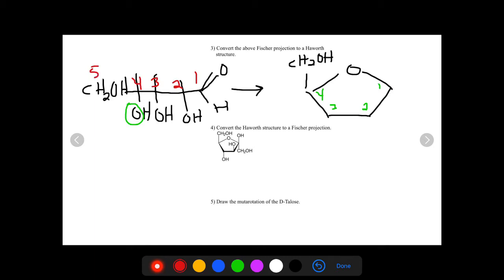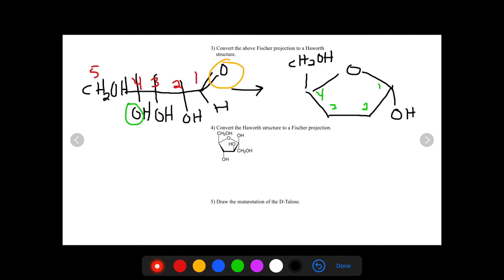So then we need to put in our OHs. So again, if they're pointing down in our Fisher projection or to the right, we're going to point them down in the Haworth structure. And then on this one, because remember this oxygen turns into an OH, really it just depends on whether you have an alpha or a beta configuration, so it doesn't matter. We'll just say we're going to have an alpha. So if it's alpha, it comes down.